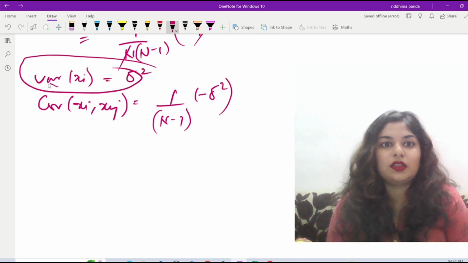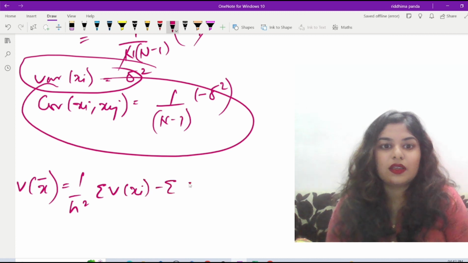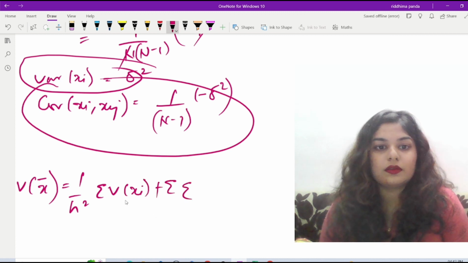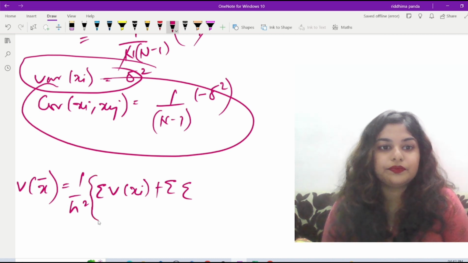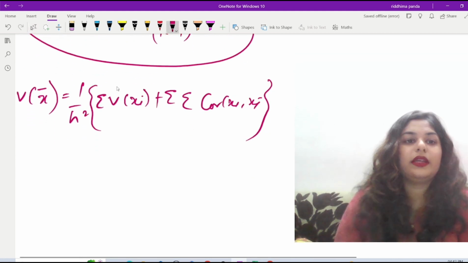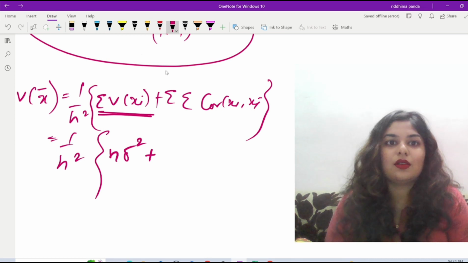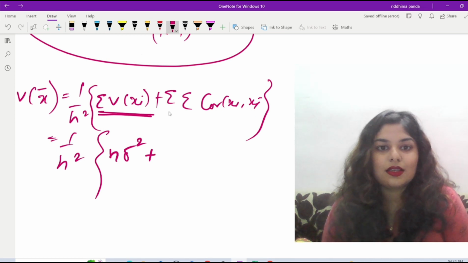So now I'm going to put this and this value in the equation of variance of x bar. So what is the equation of variance of x bar? That is 1 by n square summation of variance of xi plus summation of covariance of xi xj. Let's put the value. So we have 1 by n square. This is n sigma square plus, now just now we have got, so that is your summation here is what? i not equal to j.